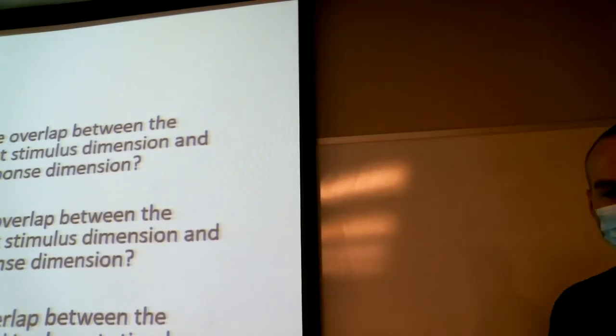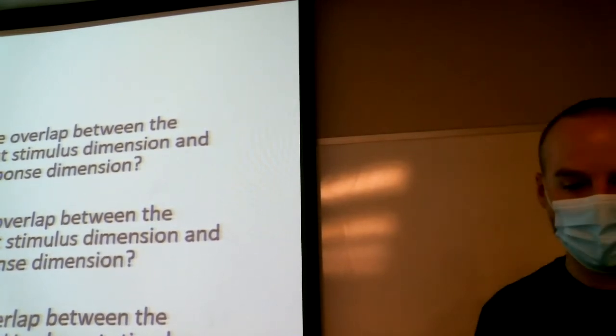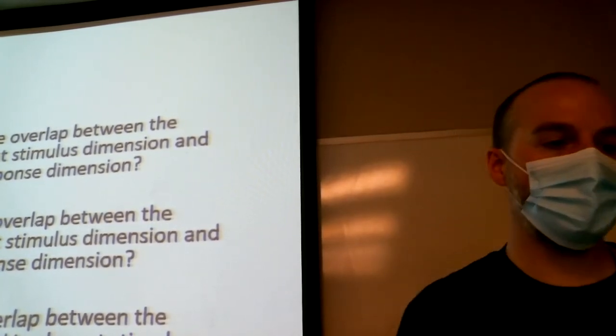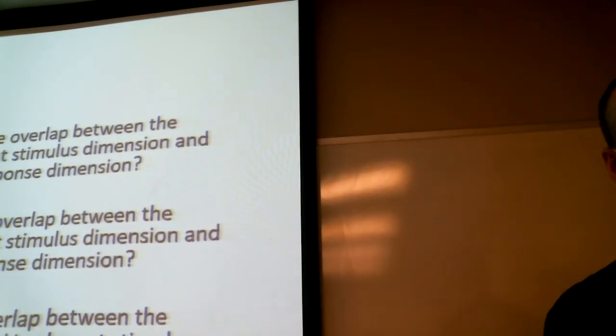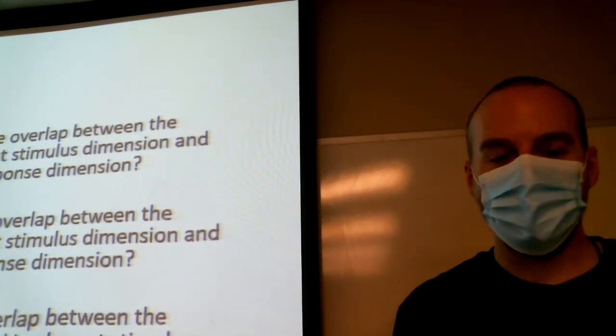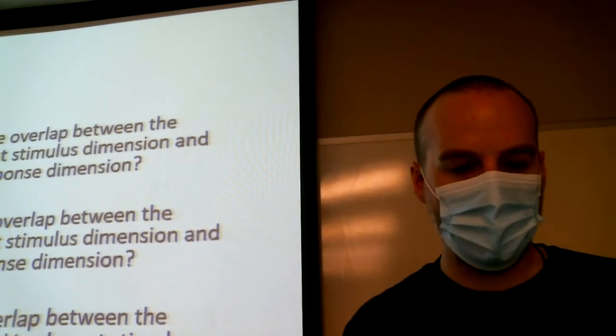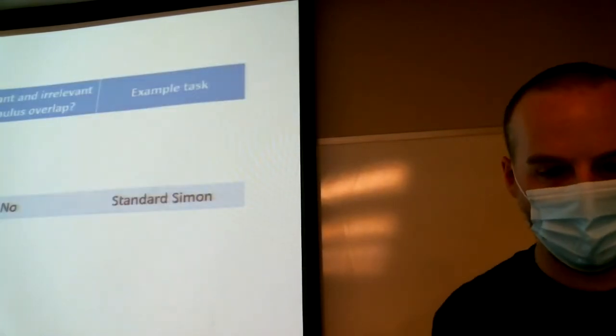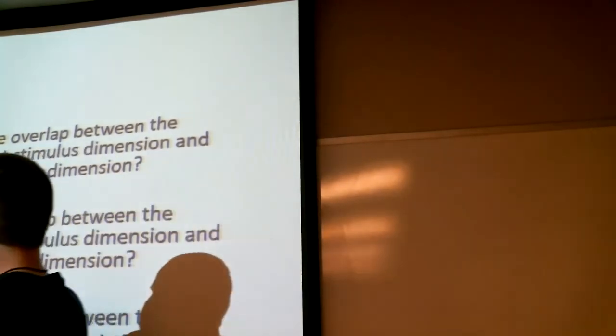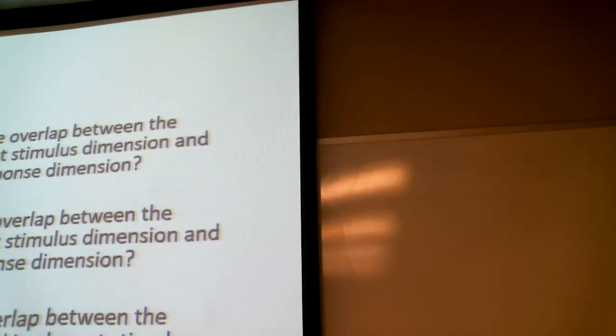Is there overlap between the relevant and irrelevant stimulus? Well, the relevant stimulus is color, the irrelevant stimulus is left or right. And again, that's like apples and motorcycles, they're different concepts, so they don't interfere with each other. So no, there's no overlap between them. Any questions about describing the task and then looking for overlap?